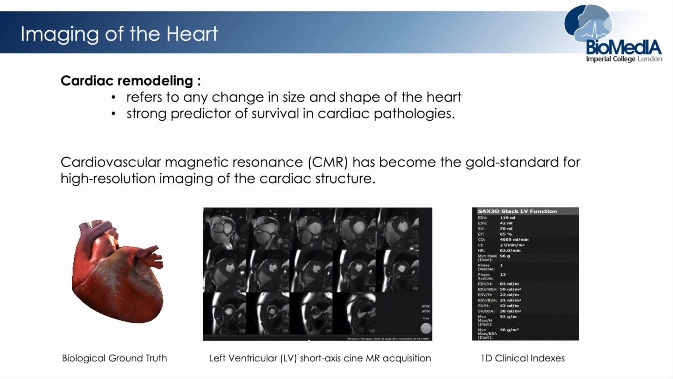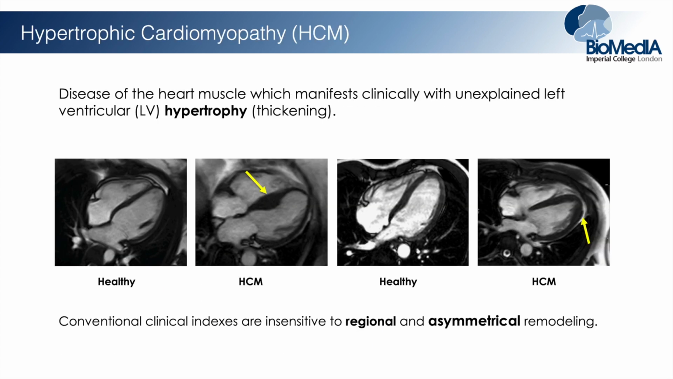However, in the large part of the clinical criteria and in the large part of the clinical studies, we are still summarizing the information provided by cardiac MR to just a few indexes, like, for example, left ventricular mass or ejection fraction, that are insensitive to regional or asymmetric patterns. This is a problem in the diagnosis of many pathologies, including hypertrophic cardiomyopathy.